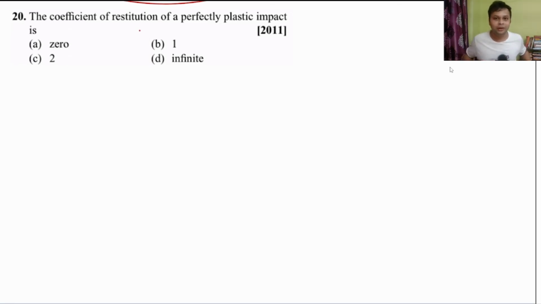If you are in a hurry in the GATE exam, you will say, oh, this is such an easy question, and write one and come. No, this is perfectly plastic. Plastic means completely inelastic, a perfectly inelastic collision. For a perfectly inelastic collision, we have already seen one question. The coefficient of restitution is 0.